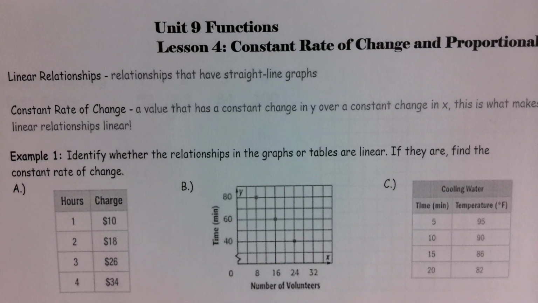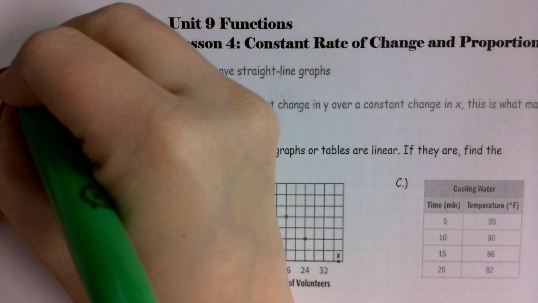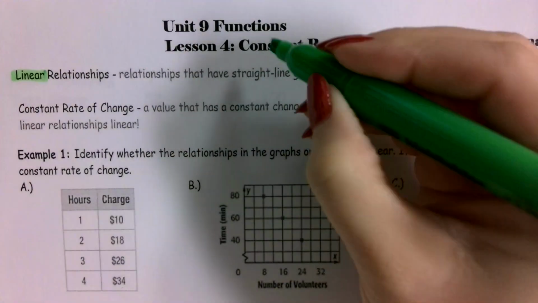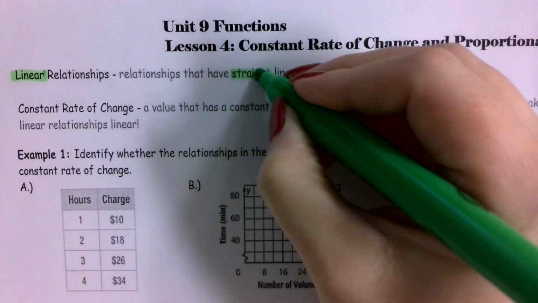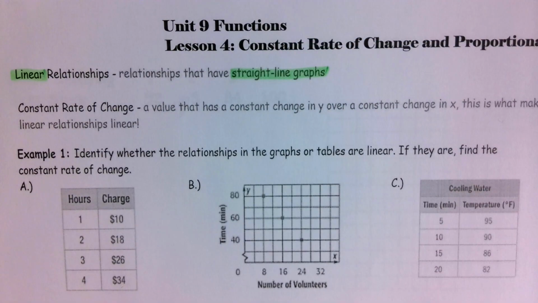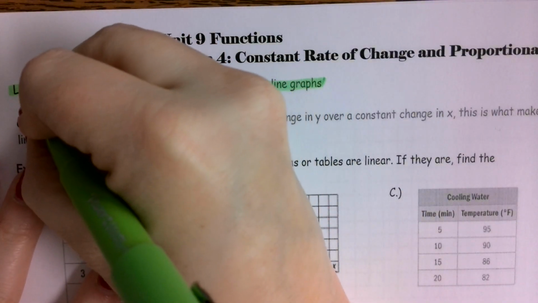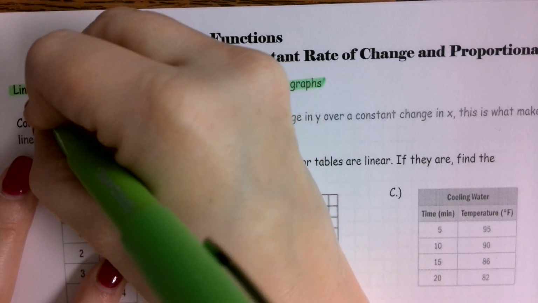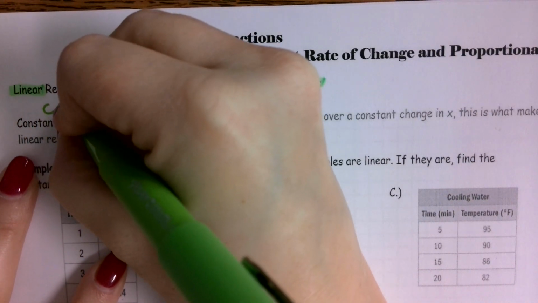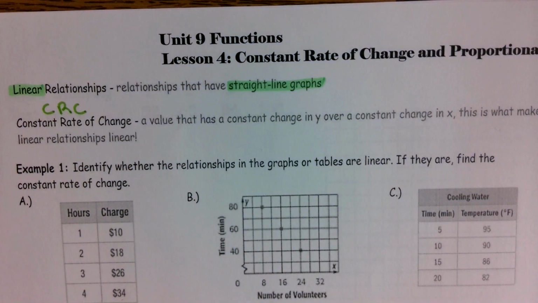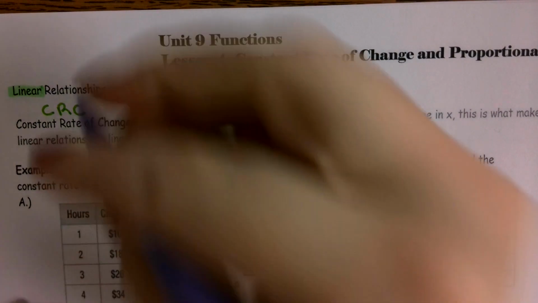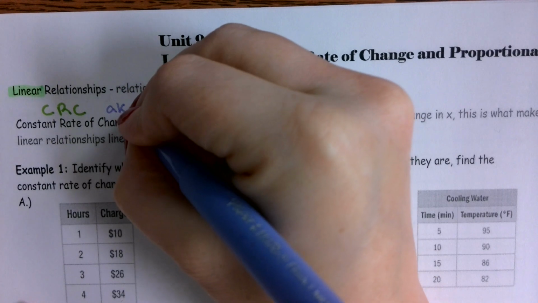So let's go ahead and highlight or underline the word linear and the fact that they have a straight line when they are graphed. Straight lines when they are graphed. And it's because they have a constant rate of change. And I'm going to go ahead and label that as CRC. A constant rate of change is also known as the term slope, aka slope.